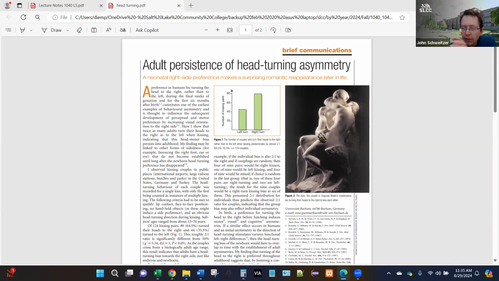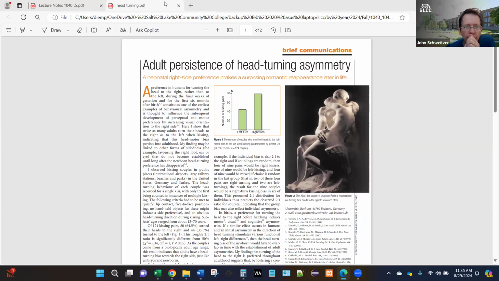But it turns out that is also the case for footedness, and people apparently even have like preferred eyes that they use. And so there's this asymmetry in behavior. Okay, the body is basically symmetrical, right? But as far as behavior goes, there's an asymmetry there.